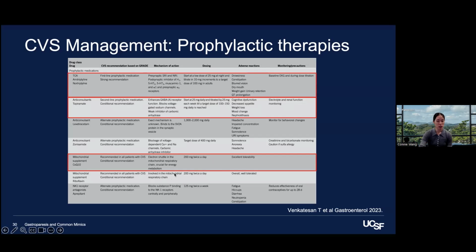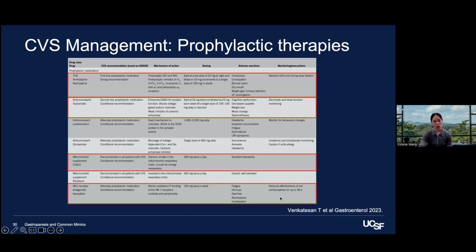Coenzyme Q is actually another one that I've commonly recommended to patients. This has efficacy of about 50% reduction in adults, and the dosing is usually about 150 to 300 milligrams per day. The other nice thing about this is it's really well tolerated. It doesn't really have any of the side effects that we worry about with the TCAs or the topiramate.